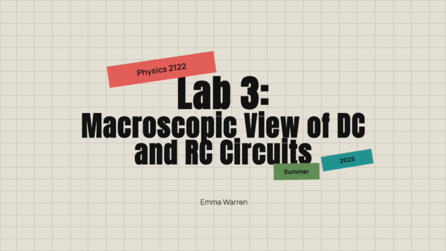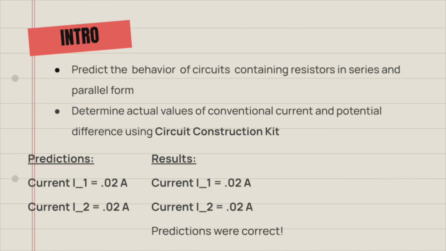My name is Emma Warren, and today I will be presenting my lab on the macroscopic view of DC and RC circuits. The purpose of this lab is to predict the behavior of circuits containing resistors in series and parallel form, then compare those values to the actual values calculated using an online circuit construction kit. My predicted values were 0.02 amps, and my findings through the simulation were also 0.02 amps. It is apparent that these numbers are exactly the same.